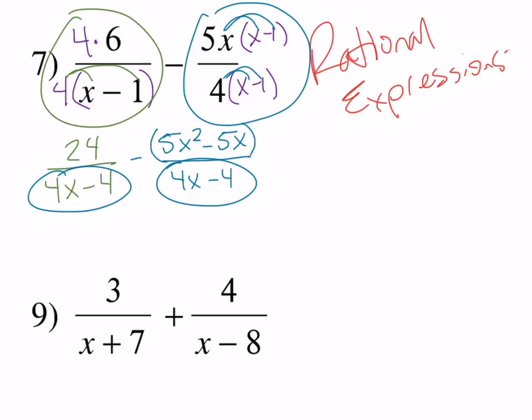So it's minus all of 5x squared minus 5x. So what I like to do is distribute the negative, which just turns all the signs, so that positive 5x squared becomes negative, and this negative 5x becomes positive 5x. Now we combine like terms, which there are none on the top of the expression there. So the final answer here would be negative 5x squared plus 5x plus 24, all over 4x minus 4.